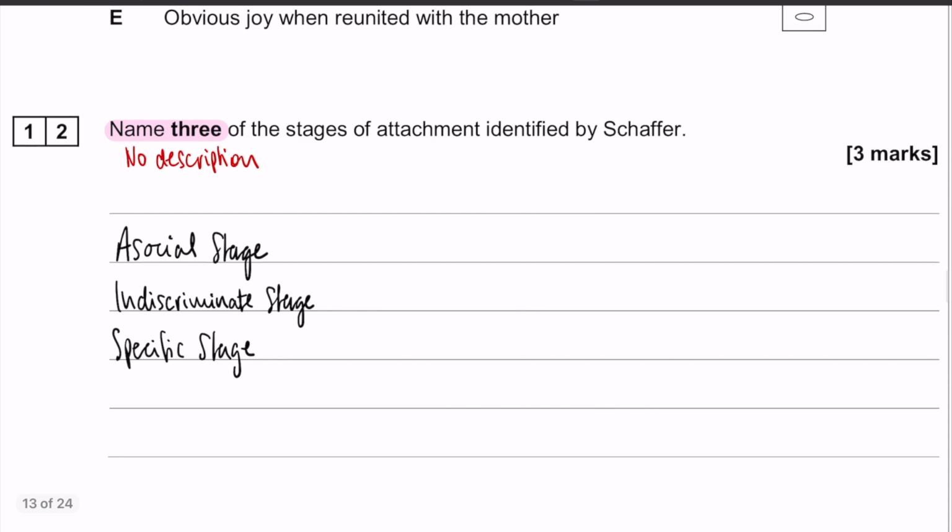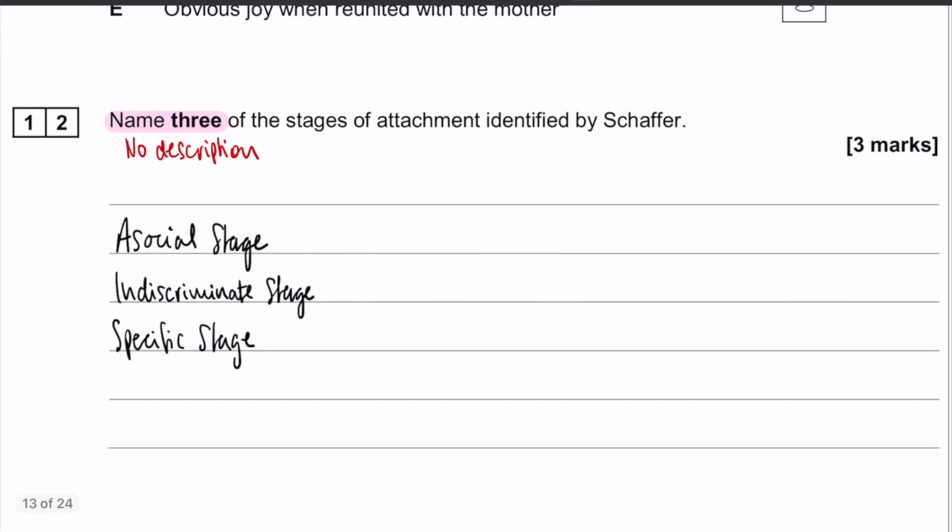Name 3 of the stages of attachment identified by Schaffer. Now you can see the answers there already. I'll just give you a little bit of a run through of what we've done. First off, the question phrasing is important. It asks us to name. That means that we don't have to describe them. So we literally just have to identify 3 stages of attachment.